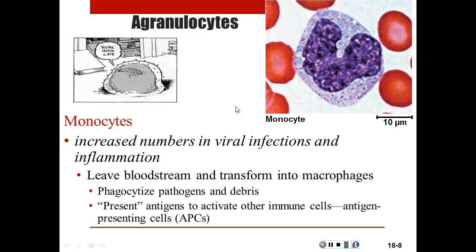They will leave the bloodstream and transform into large tissue cells called macrophages, which phagocytize dead or dying hosts and foreign cells, chemicals, and other microorganisms and foreign matter. They also display foreign antigen fragments on their surfaces to alert the immune system, and are thus called antigen presenting cells, or APCs.